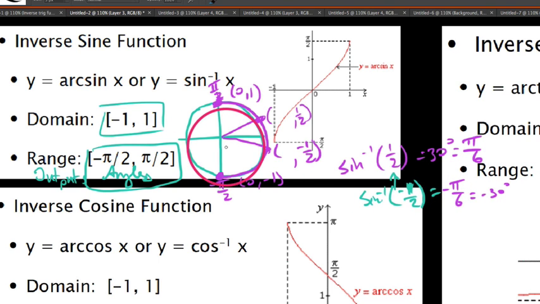But basically, what you need to know is this. When you do an inverse sine function, it's always going to tell you an angle between negative pi halves and pi halves. Booyah. Okay, so now moving on to cosine and tangent.